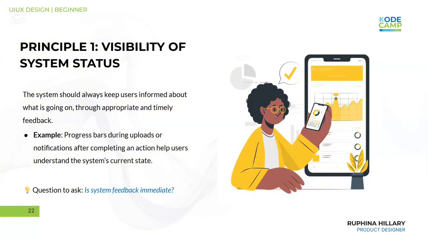So the questions to ask yourself involving this principle: one is, is system feedback immediate? When you do something critical in an application, do you get feedback that this thing has happened, or are you just lost and out of the loop?